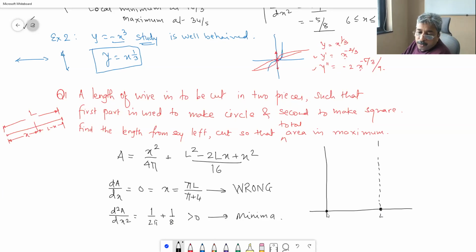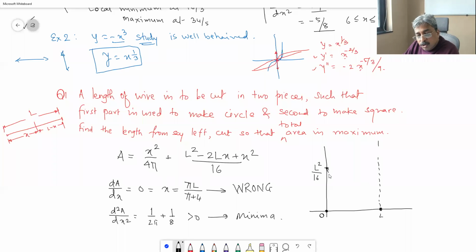Okay. If x is equal to 0, that means we use the complete wire for making the square, then the area is (L by 4) squared, so L square by 16. Suppose that point is here. And the second area, of the circle, is 0. Okay. Then the area of the square will keep on reducing as you keep on changing the value of x.